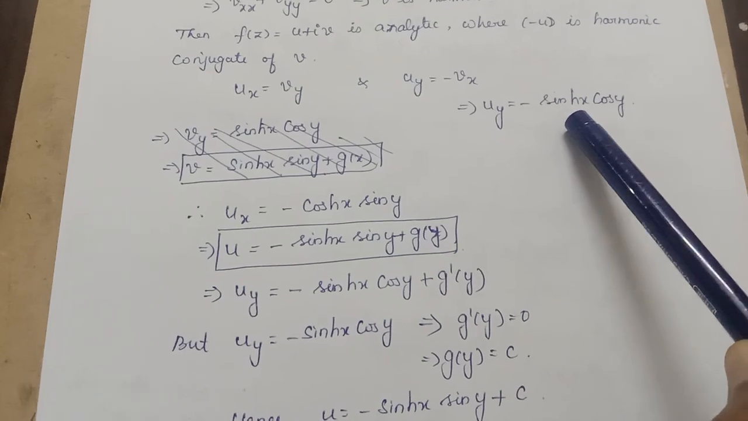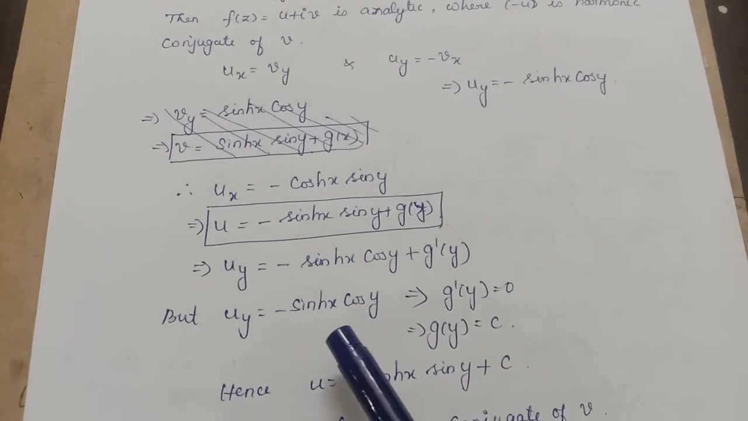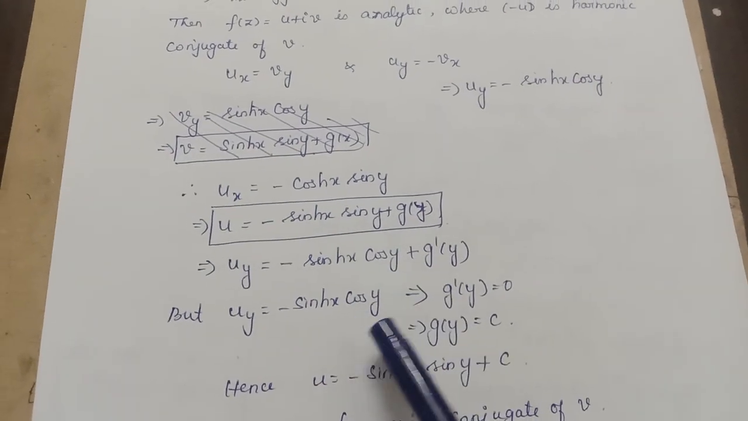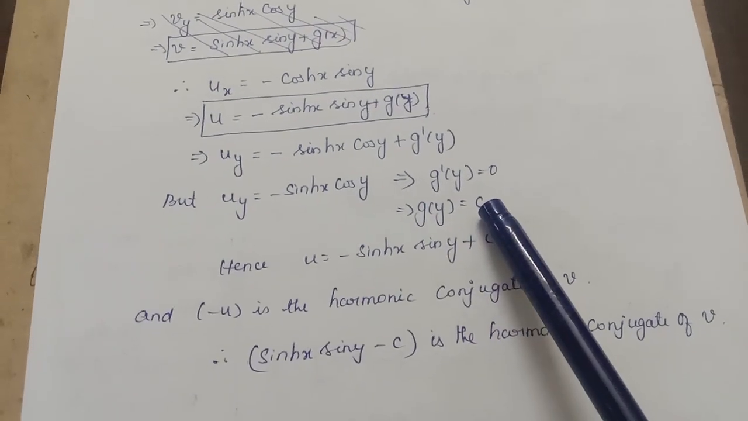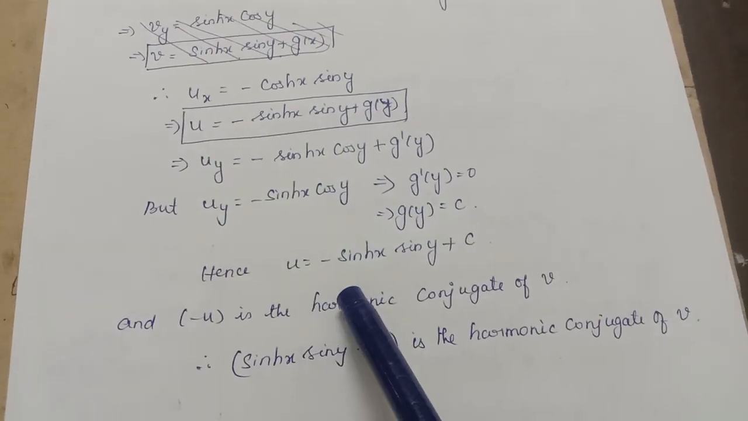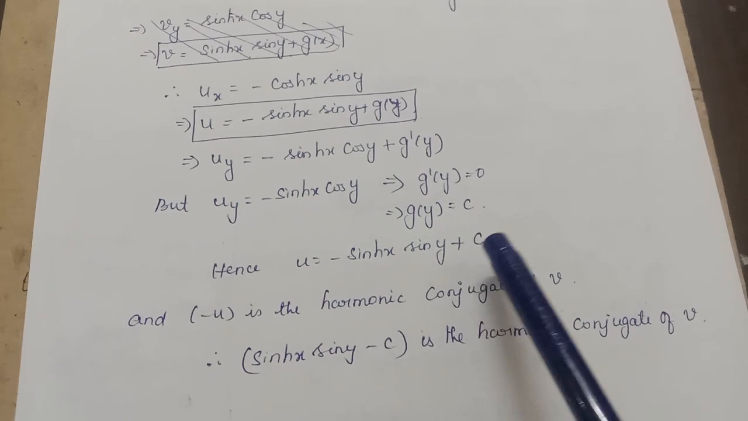Equate this with this uy. When you equate these two things, what will you get? g dash of y equal to 0. Therefore, g of y is equal to what? Constant. Therefore, u equal to minus sinh x sin y plus c.